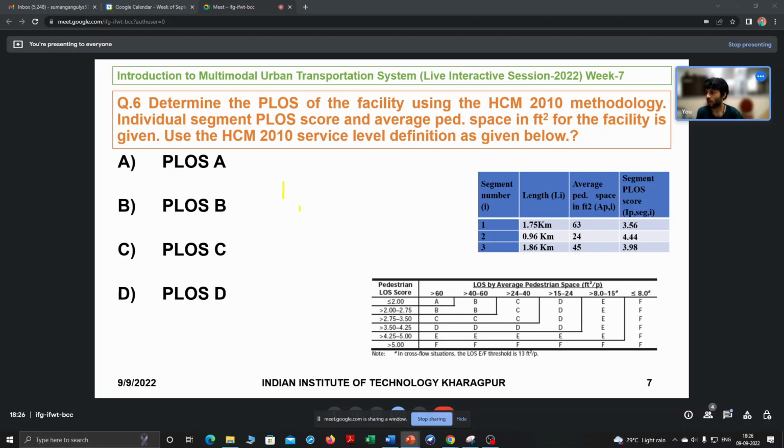37.4. Okay. So now if I say the weighted average space is what? It is the summation of AP into Li divided by the summation of Li. So if you calculate, this is your AP, this into this plus this into this plus this into this, divided by this plus this plus this, the summation of Li. So it will come out as 47.4.